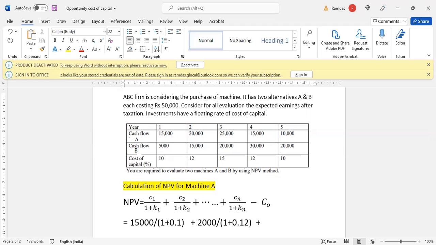C3, because we have 3 years. So n is the number of years. How many years do we have? That many years we need to calculate the present value of cash inflows, minus the original investment, which will give you your NPV. In the NPV method, we usually use the columnar method, but here we are using the formula method.